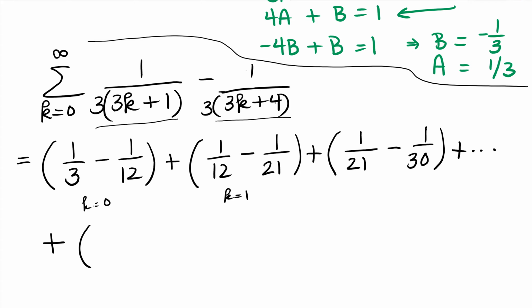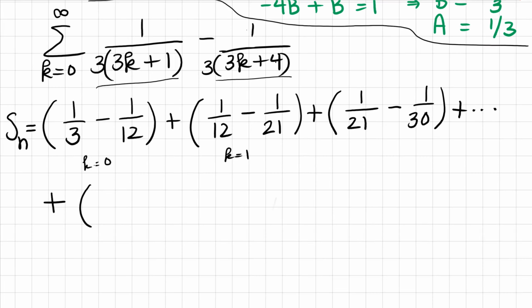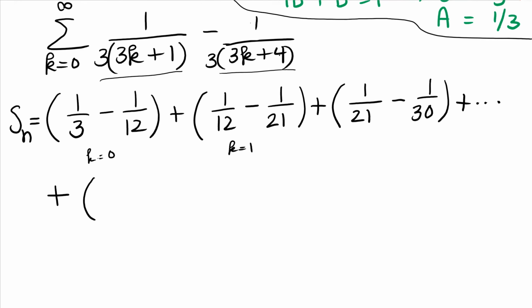And I'm sorry, I meant to put here that this is my S sub n, my nth partial sum. I got a little too excited here. Remember, to find the limit of a series, you have to find the limit as n approaches infinity of the nth partial sum. So the nth partial sum means I'm adding up the first n terms of the series.